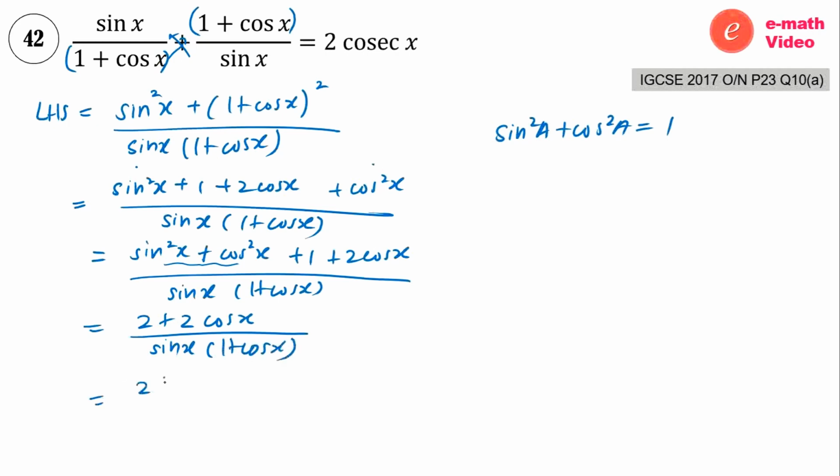Factor out the 2 on top, 1 plus cos x. This is the reason why just now I didn't expand the bracket. See, we can cancel it out.